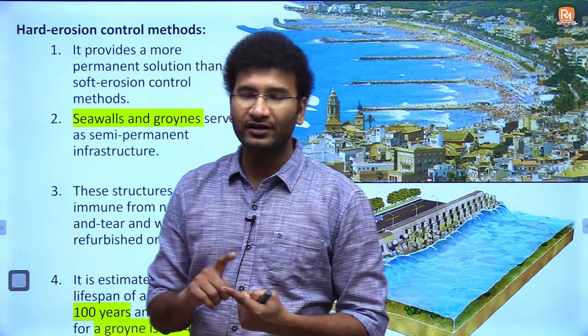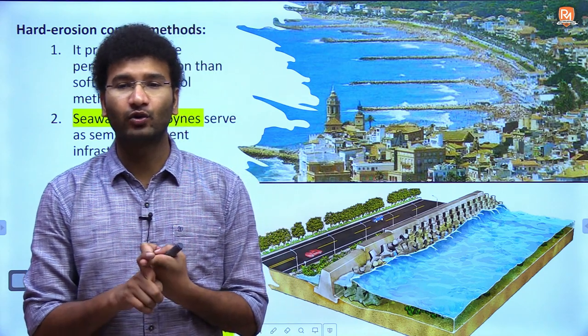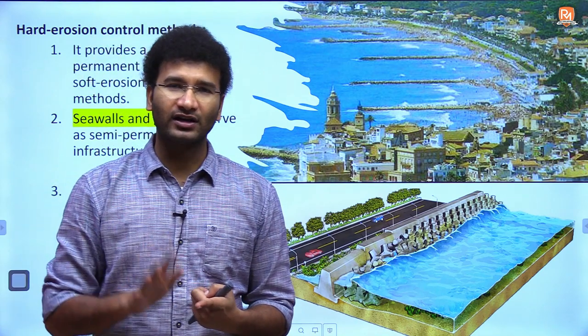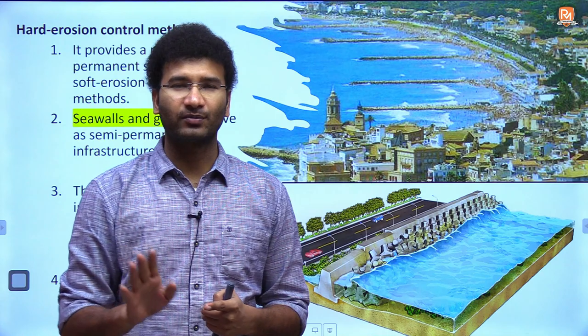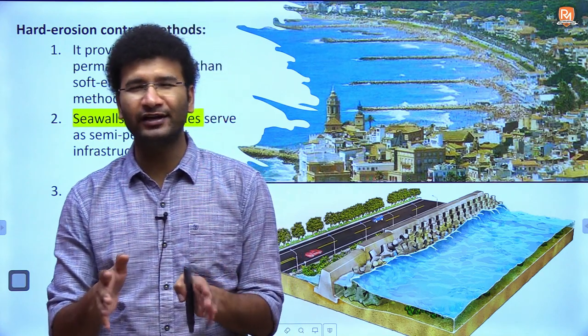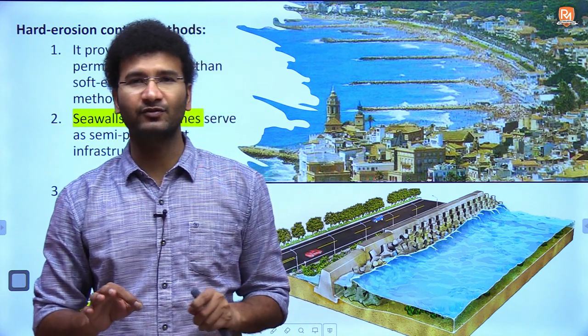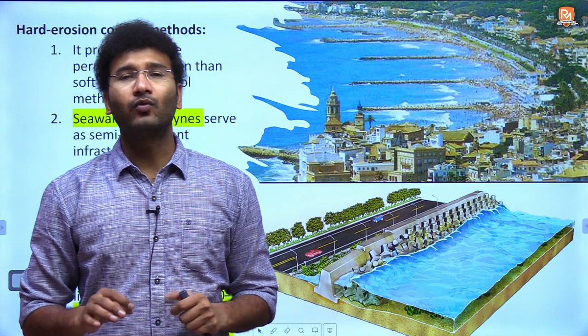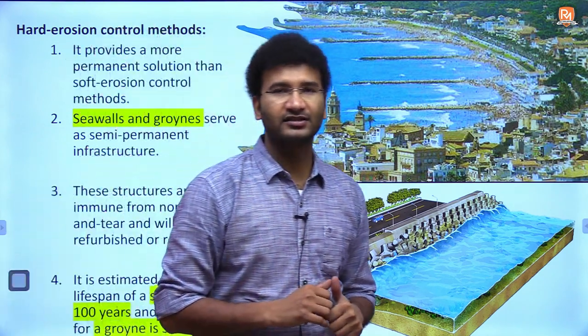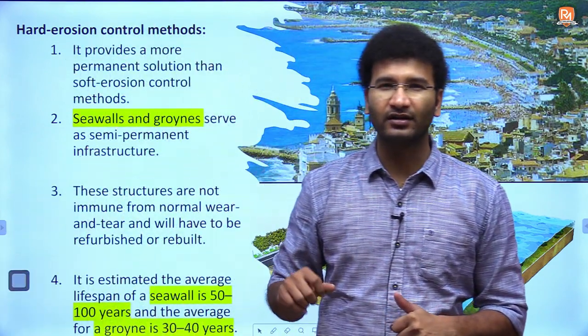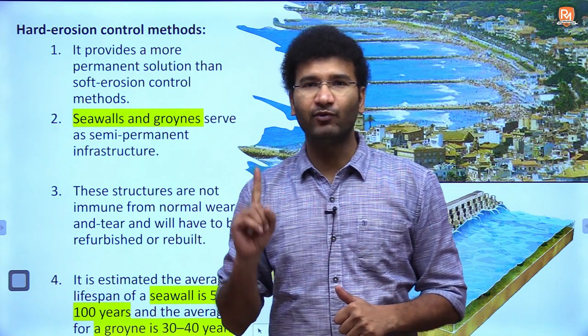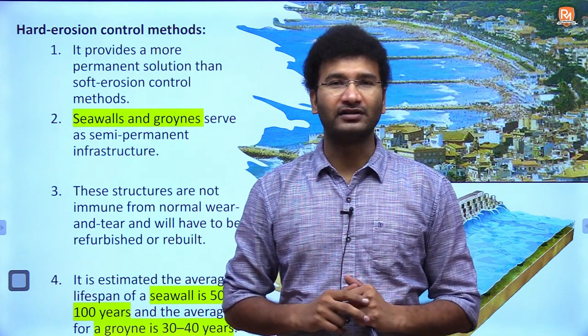Now hard erosion control methods are nothing but those methods where more or less permanent erosion stoppage can be seen, at least for 20 to 30 years. This is the understanding which we have, right? Now what kind of methods are used here? Number one, it is seawall, or groins.